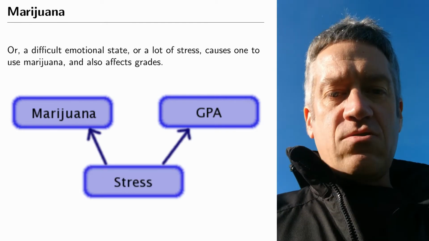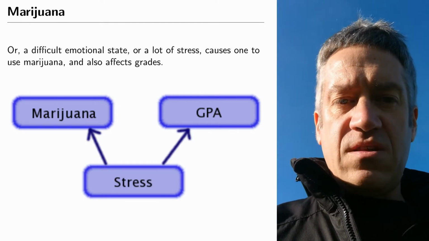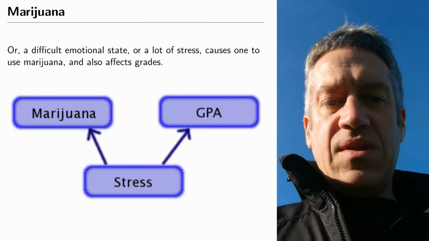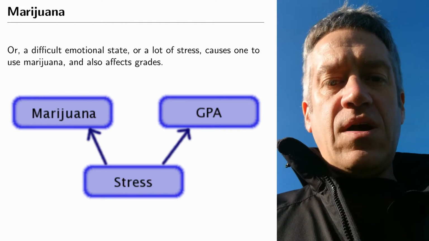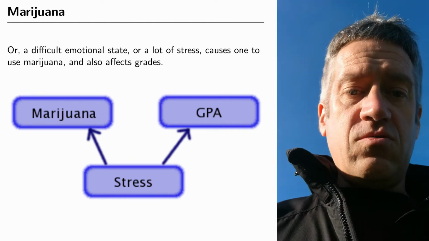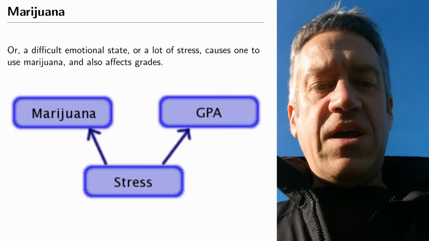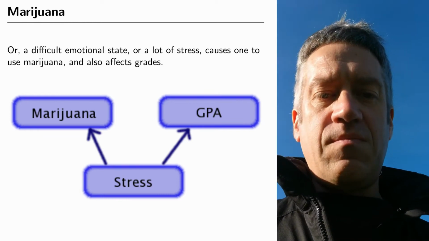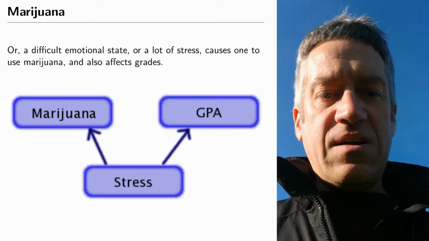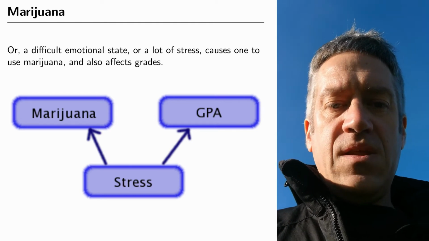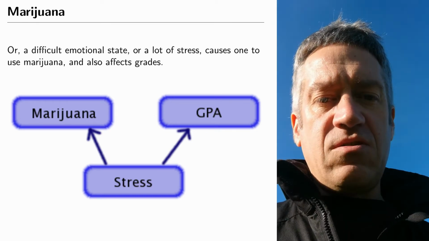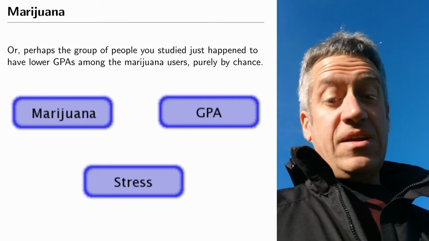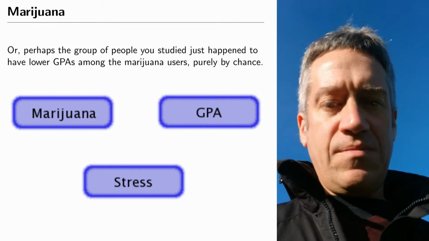Or perhaps there are exogenous factors, outside factors that cause stress. Maybe there are difficult relationship problems or problems with the family. And these additional stress factors might impact both the likelihood to use marijuana, but might also impact grades in a way completely independent of the marijuana usage. So if there are external factors that make one more likely to take marijuana and more likely to get lower grades, then we would observe a correlation between marijuana usage and grades that has nothing to do with the impact of marijuana on these grades. And finally, there's of course the possibility that it is just all random, by chance.